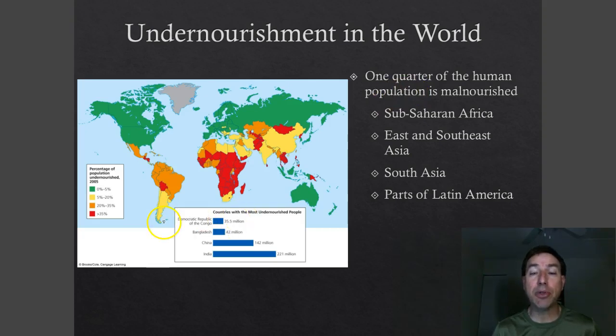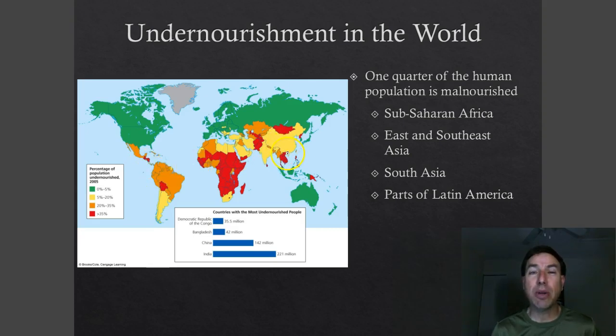So this map shows you some of the most undernourished countries in the world. Obviously, a lot of nations in Africa have a lot of problems with food, getting enough food, but also just moving the food around. A lot of government issues going on. We'll talk about that as we move on. Places in the Middle East as well, some places in Asia, and closer to home, some places in Central America also have problems with malnourishment.